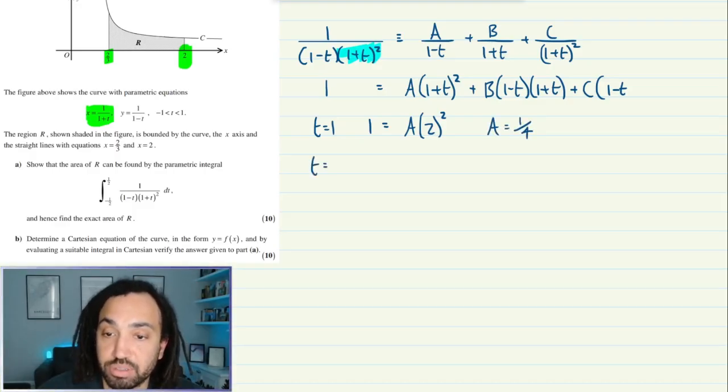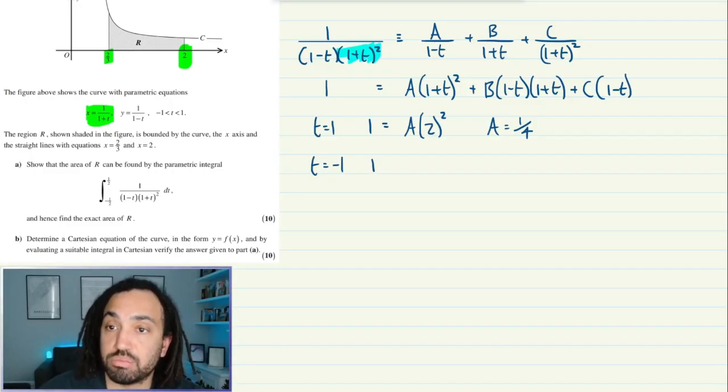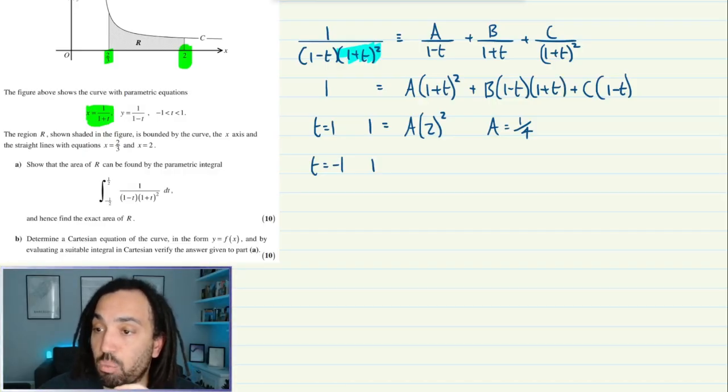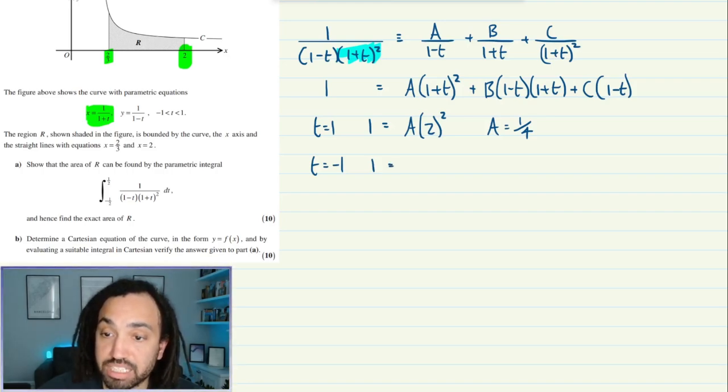Okay, next thing to do is try minus 1. What brackets is that going to knock out? It's going to knock out the 1 plus t brackets. So those are going to go. So I'm just left with the c. And when I sub in minus 1 to the c, I'm going to get 1 minus minus 1, which makes 2. So I'm going to get equal to 2c, so therefore c is equal to a half.